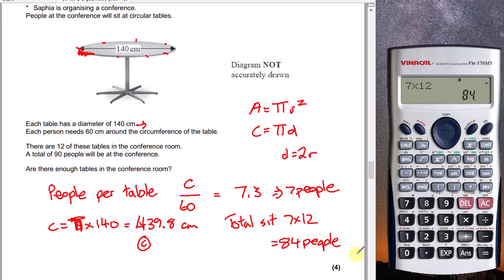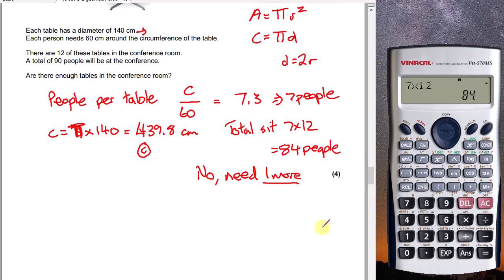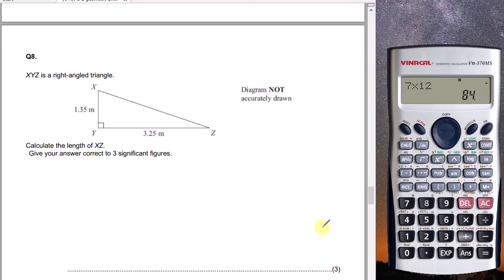And don't forget, we need to state, answer the question, are there enough tables in the conference room? If you say 84 people, you may only get 3 marks. So, no. And you can even say, we need another table. Wouldn't get you any extra marks, but it really does show your understanding. One benefit of that is it puts the examiner in a slightly happier mood. You've shown that you can do something.